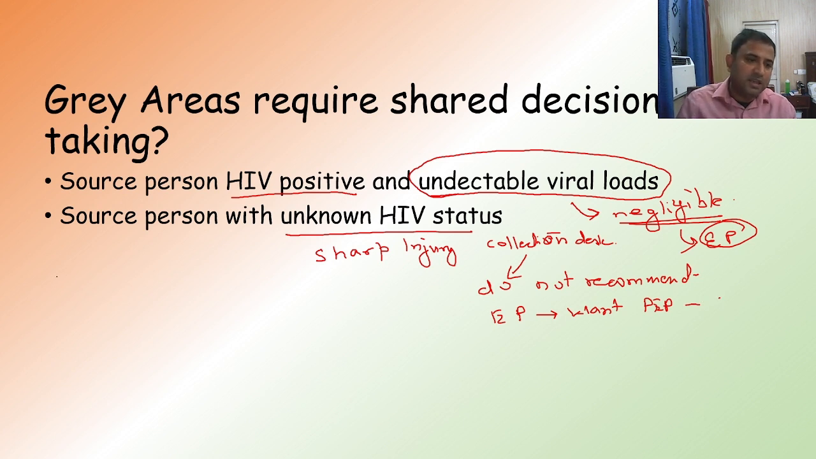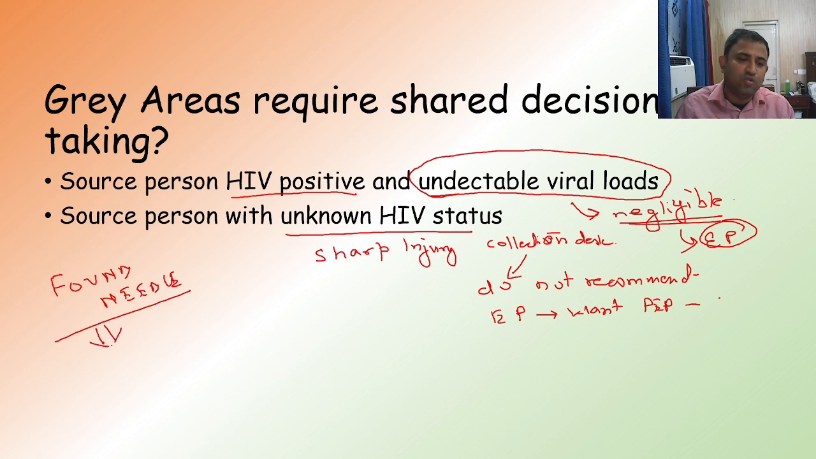The third thing that I want to discuss is a found needle. What is a found needle? A found needle is any needle that is not present in the healthcare setting, but while walking on the road or while packing something in the house, a person got a needle stick injury. So those types of found needle stick injuries do not pose any risk, and PEP is not recommended.